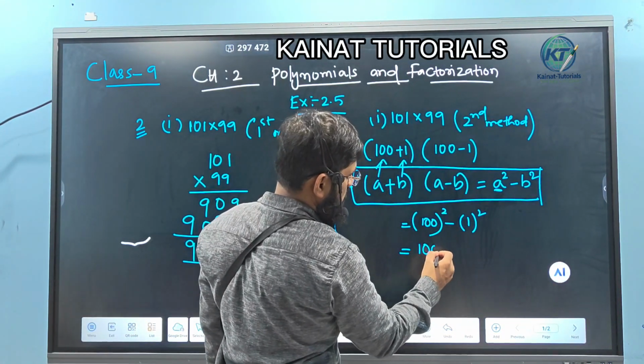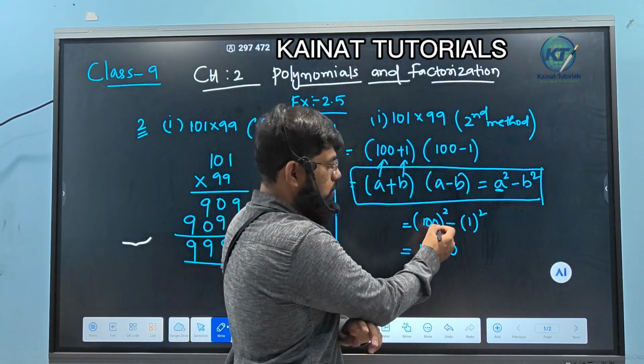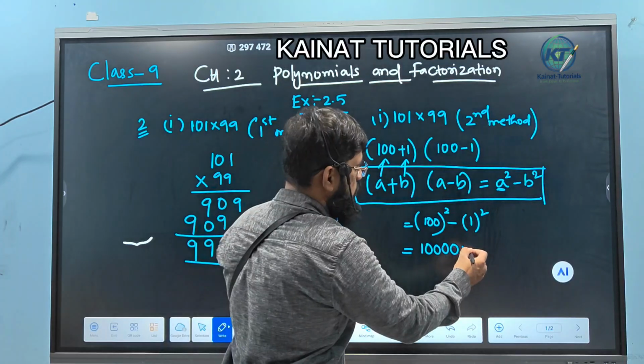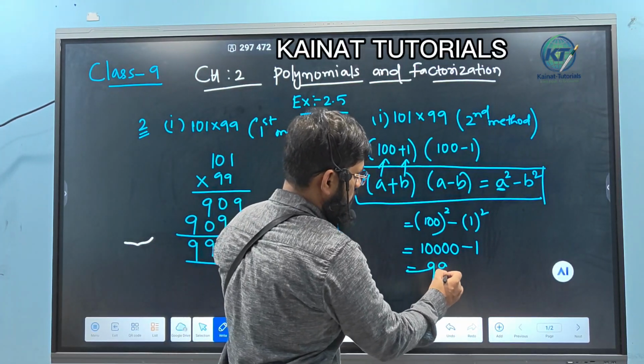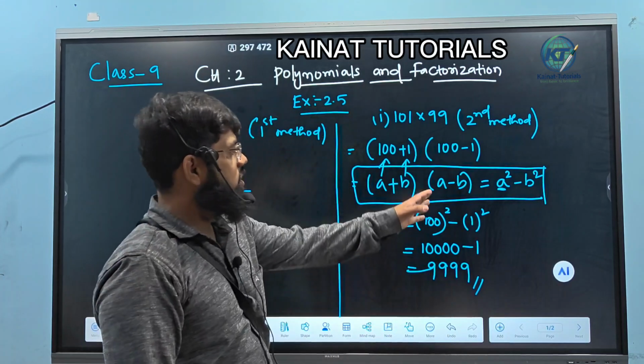100 whole square will be 10,000. Why? Because 2 zeros are there. Whole square, 2 zeros will become 4 zeros. And 1 square is 1. When you subtract, we are going to get 9,999. And you will say, sir, this is taking a lot of time.